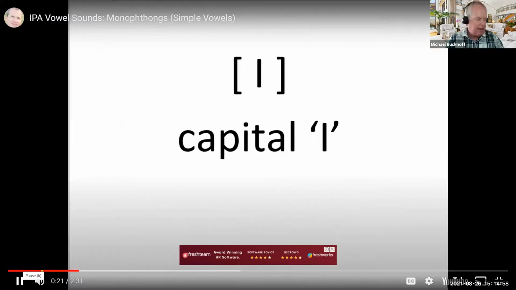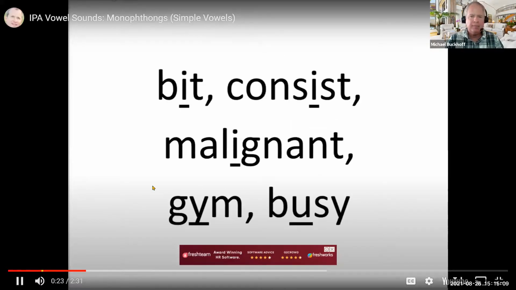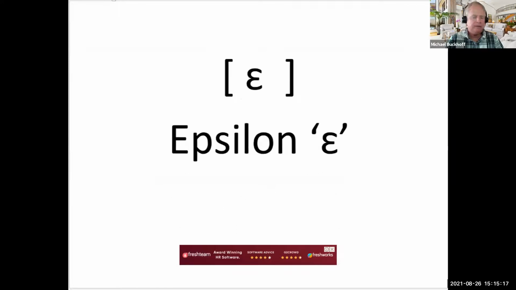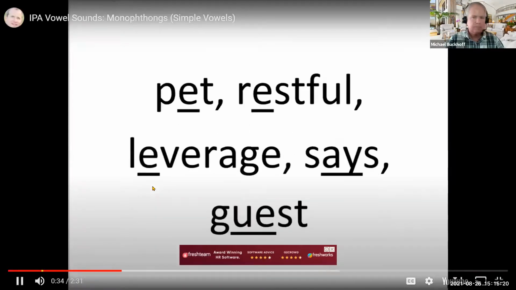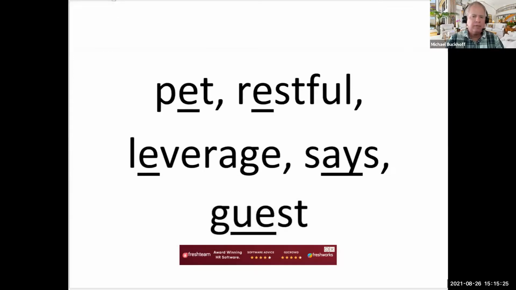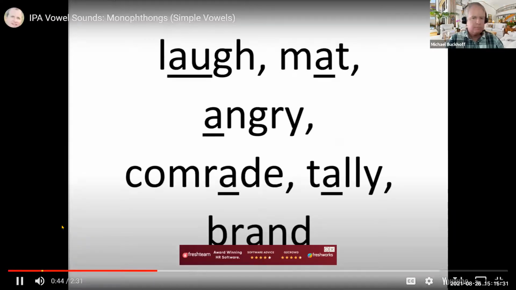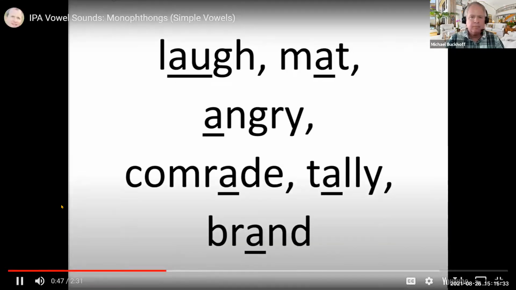Capital I. And the capital I does not exist in Spanish. And many languages don't have this particular sound. Bit, consist, malignant, gem, busy. Epsilon e: pet, restful, leverage, says, guest. Ash: laugh, mat, angry, comrade, tally, brand.